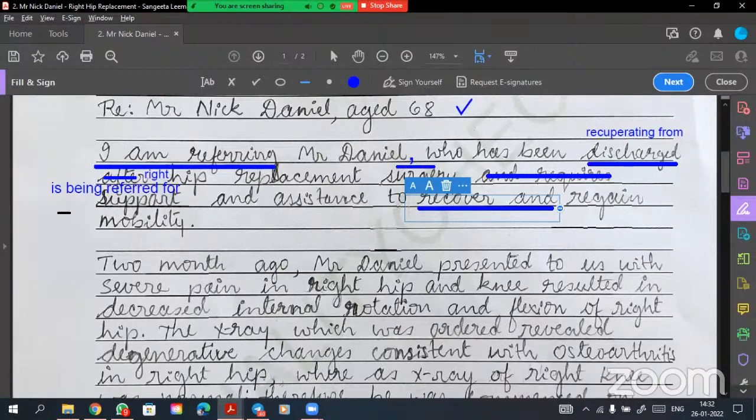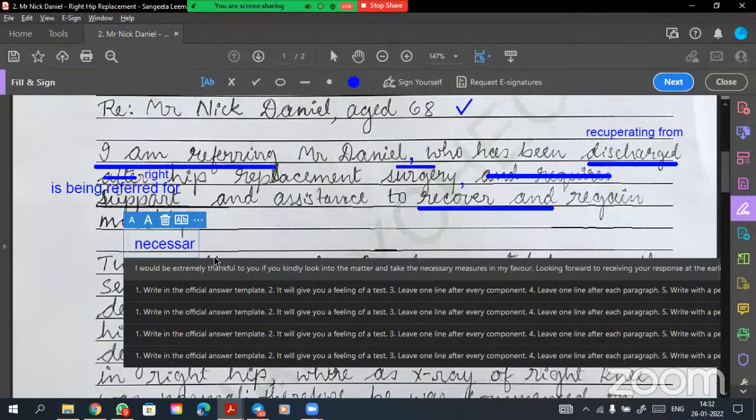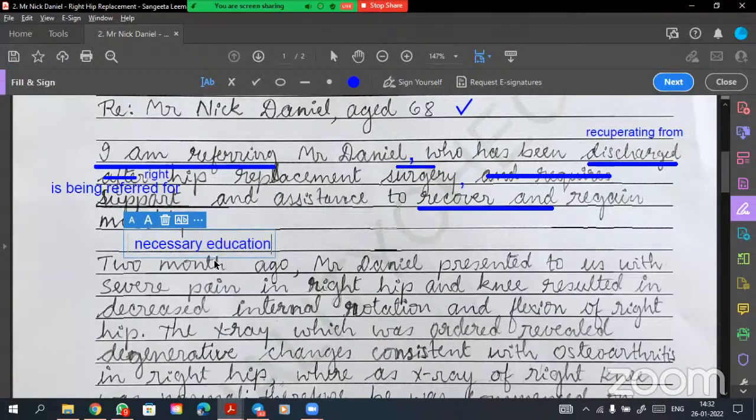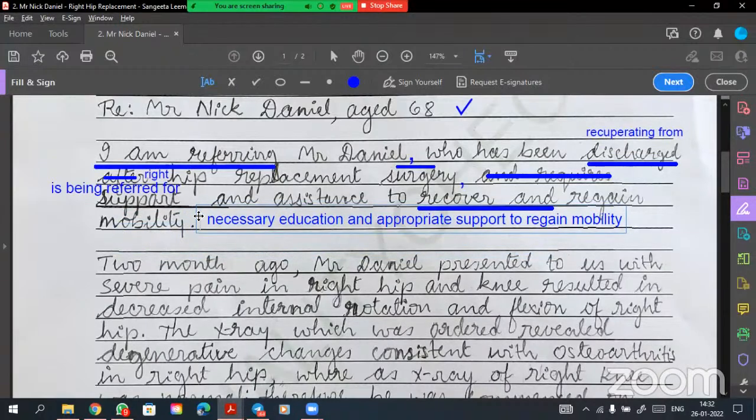So bring out an education here. Necessary education and appropriate support to regain mobility. So like that you can write. Is that clear now? Yes, sir.